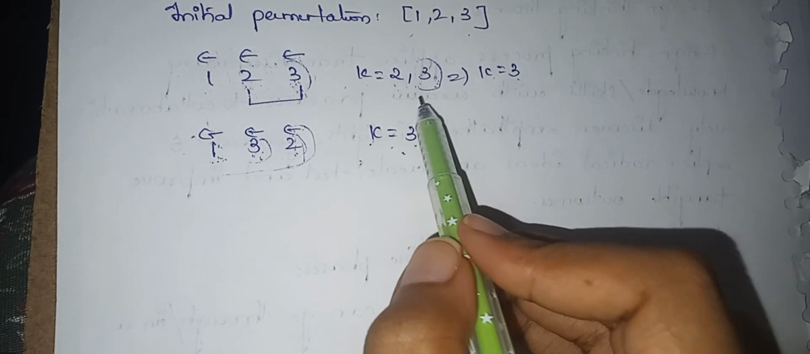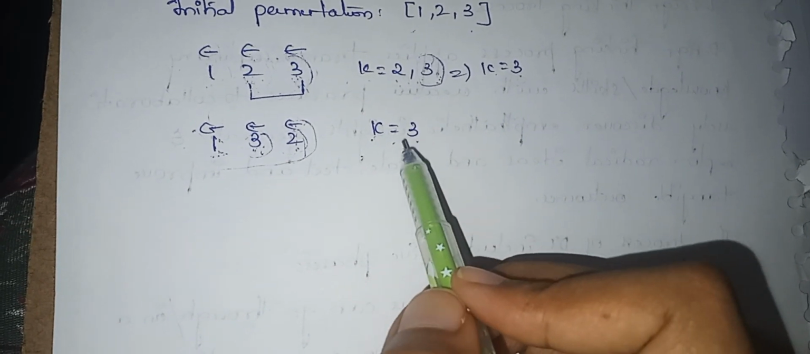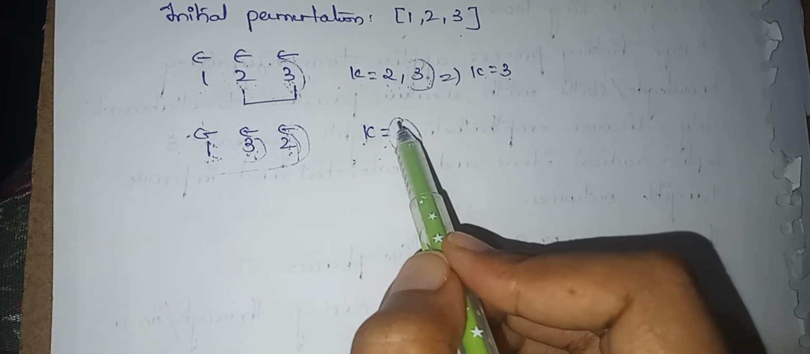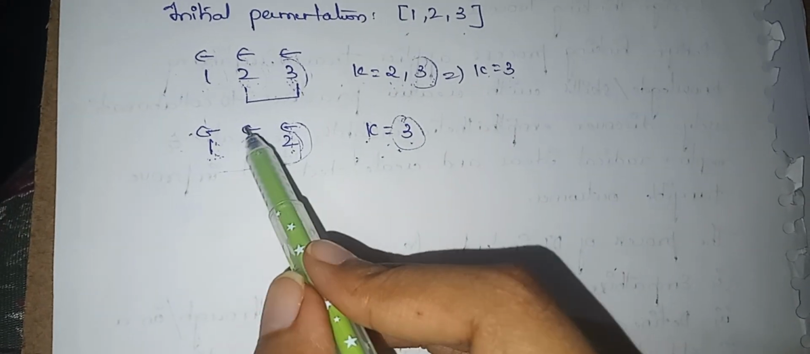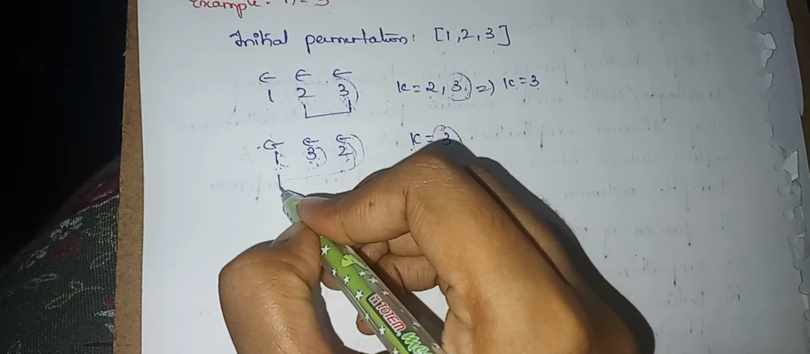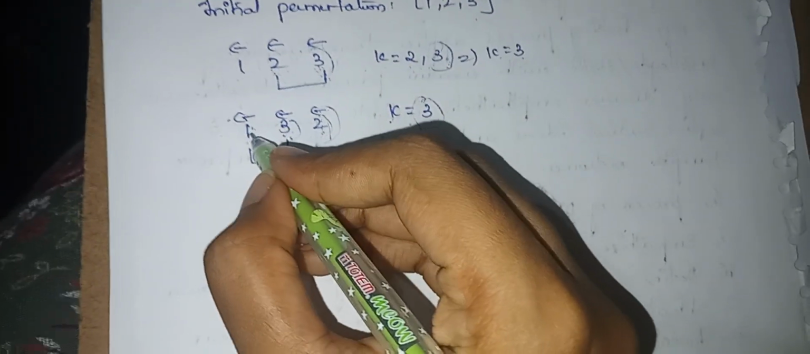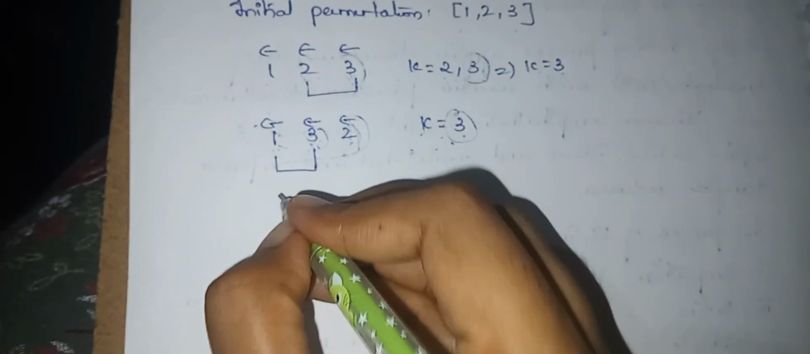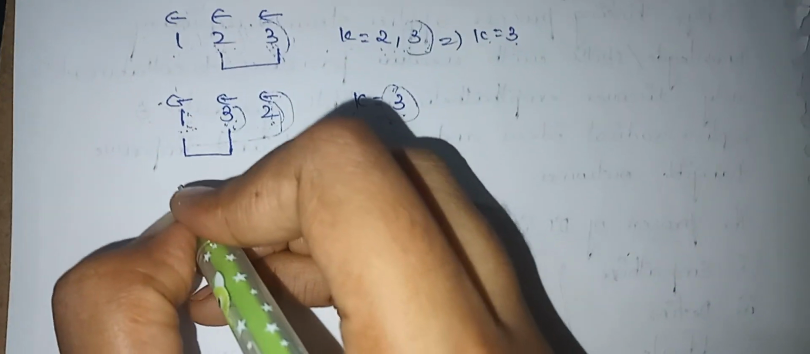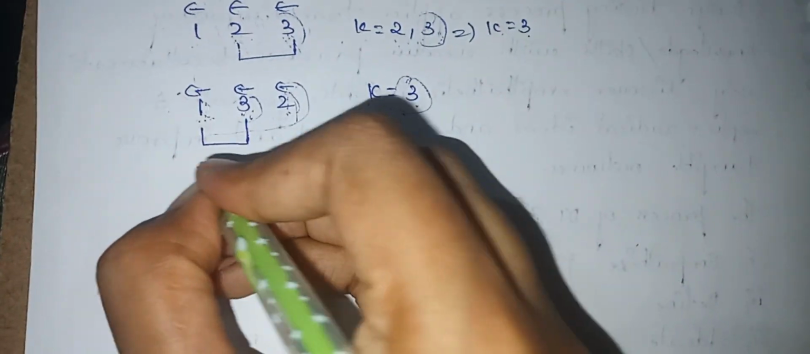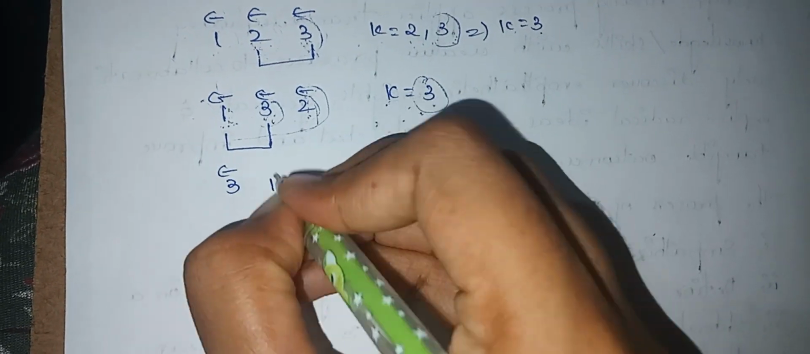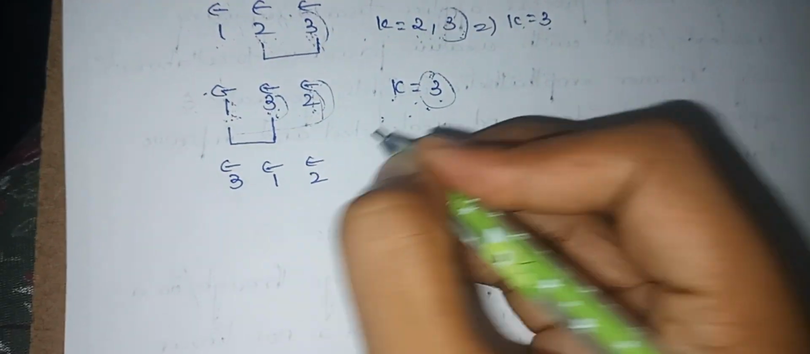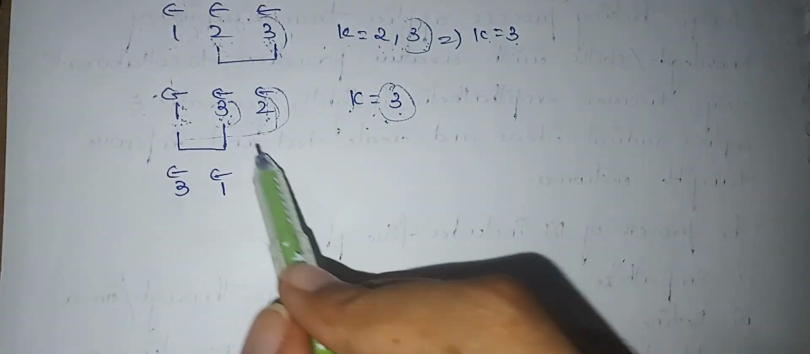So now what is the next step I have to do? I have to swap the mobile element with its adjacent element in its pointing direction. So for the k element 3, in its pointing direction, the adjacent element is 1. Therefore, I can swap these two. Now after swapping, I get the new permutation as 3, 1, 2. Now this is the new permutation.